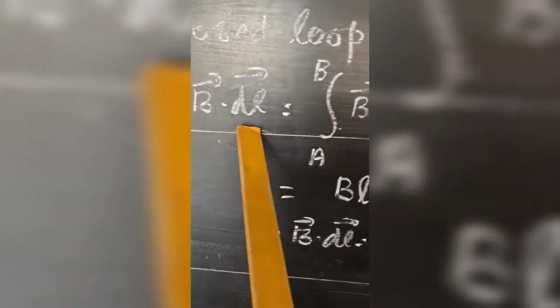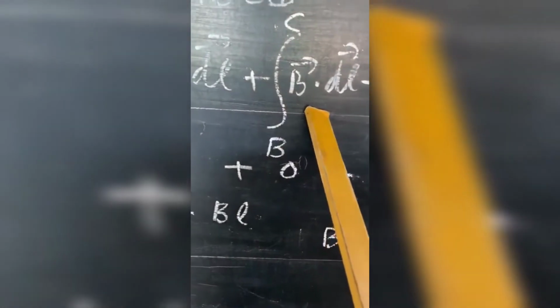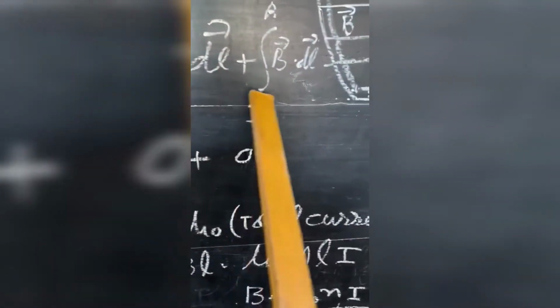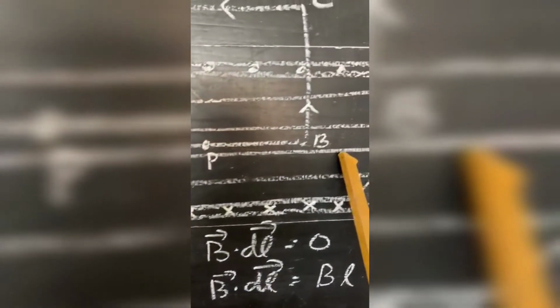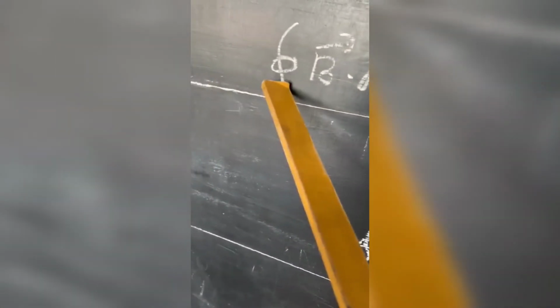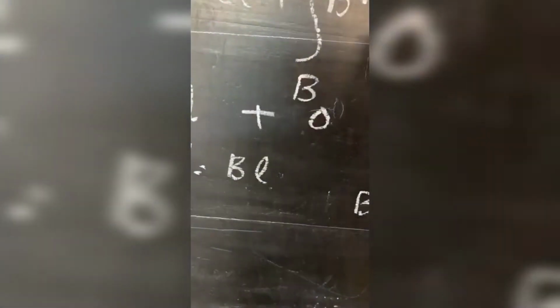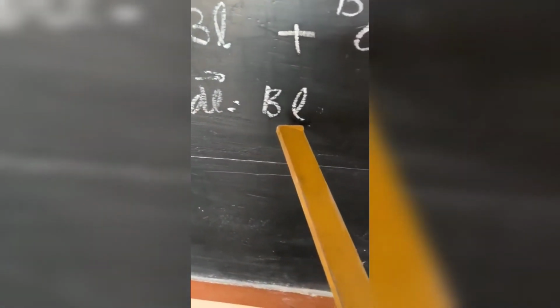We are going to the formula. The closed integral of B dot dl equals the integral from A to B of B dot dl, plus B to C of B dot dl, plus C to D of B dot dl, plus D to A of B dot dl. All these are line integrals, so don't put the closed symbol. Then what is the value? This is BL, 0, 0, 0. The total will be that the closed integral of B dot dl equals BL.